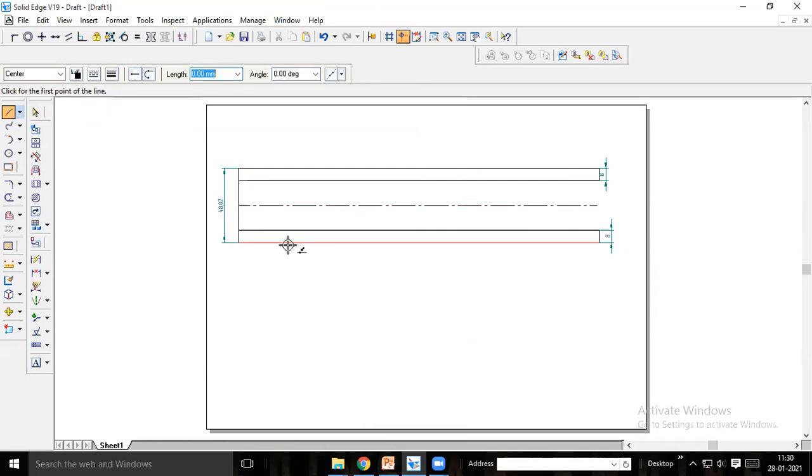I will start the thread from here because I am drawing an internal thread. In the internal thread, the bottom line will be the crest line and the top line will be the root line. From here I will start. First I start with a visible line only, or a normal line only. Then I can make it visible, whichever I want. Okay, I will start here.